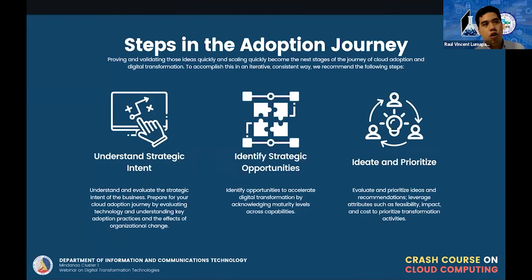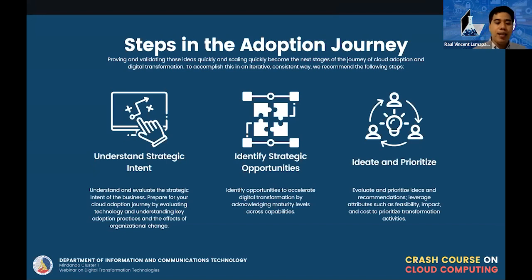What is the direction of the organization? Understand and evaluate the strategic intent of the business. Prepare for your cloud adoption journey by evaluating technology and understanding key adoption practices and the effects of organizational change. Take note that once you transition to cloud-based services, and even in other ICT services, it will affect your organization. Prepare for it, understand what will happen, and identify the possible effects.